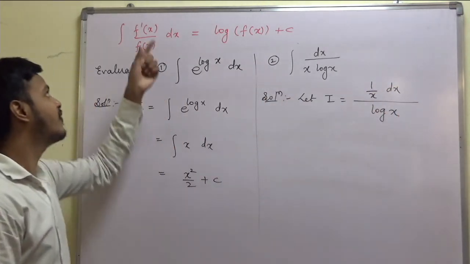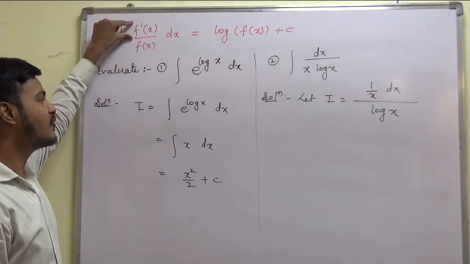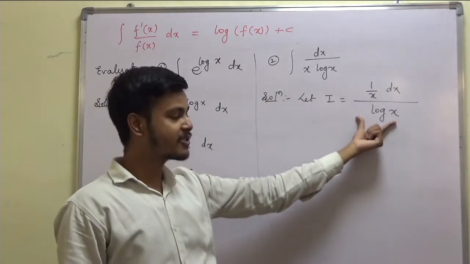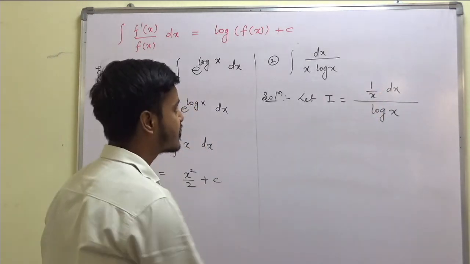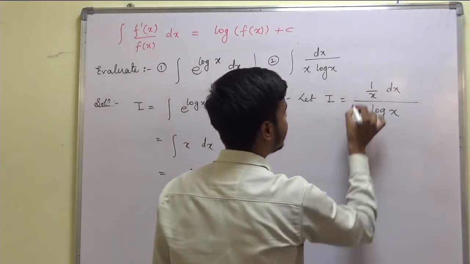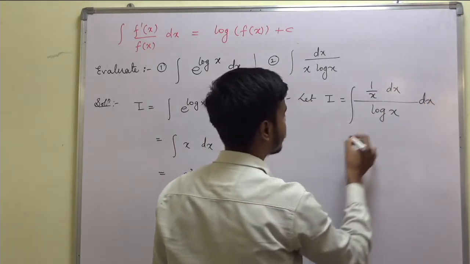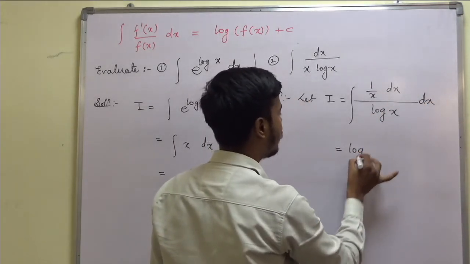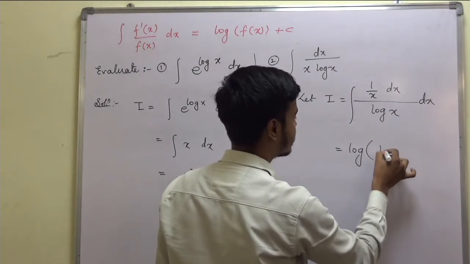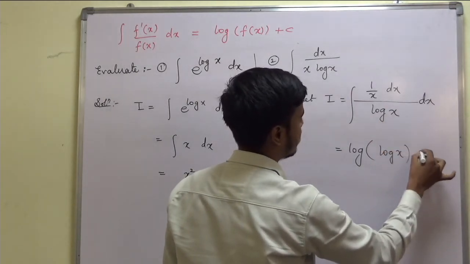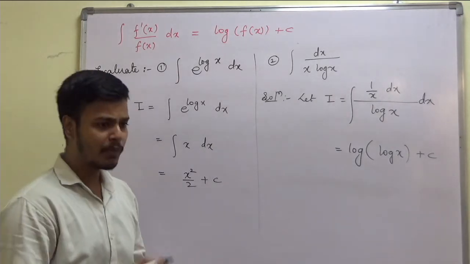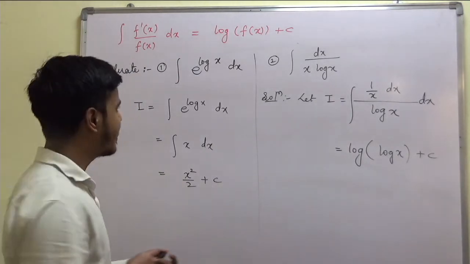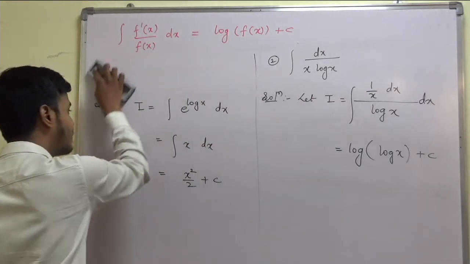So this is of the form f dash of x upon f of x. F of x is log x, and what is its integration? 1 by x dx. So applying this formula, you will be getting log of f of x. What is f of x? Log of x plus c. Okay, simple.